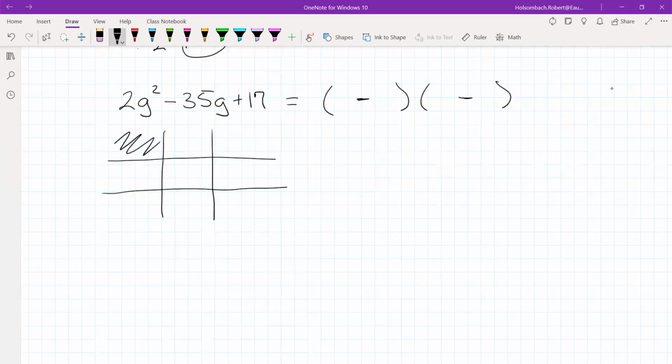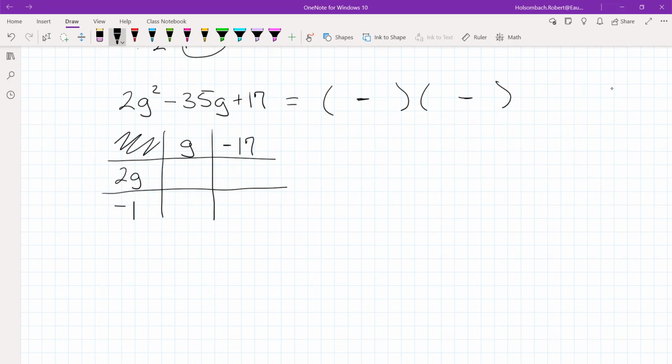Our factors of 2g squared are 2g and g. And then our only factors of 17 are 1 and 17. And we've got to get to a negative 35 in the middle. So if I put this 17 with the g, it's going to get multiplied by the 2g. And if I put the negative 1 with the 2g, it's going to get multiplied by g.